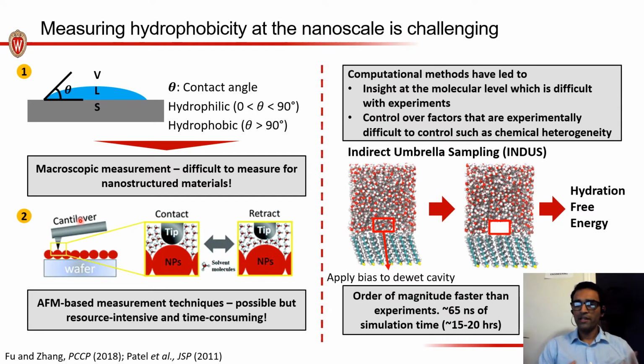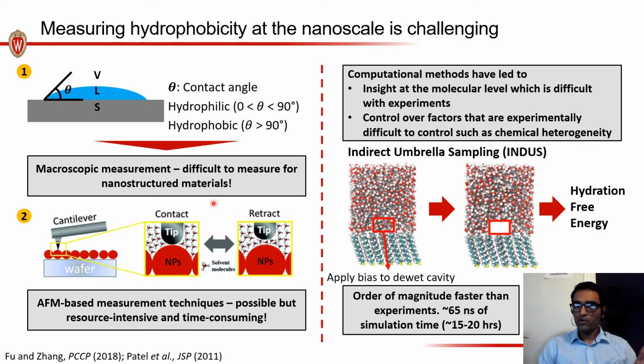So what people have done is that the community has come up with computational methods that have led to insight at the molecular level, which is difficult with experiments because it's very difficult to zoom into that level of resolution. And also there's control over factors that are experimentally difficult to control. So for example, there could be patterning on the surface or chemical heterogeneity that you might want to control, which is difficult to do experimentally.